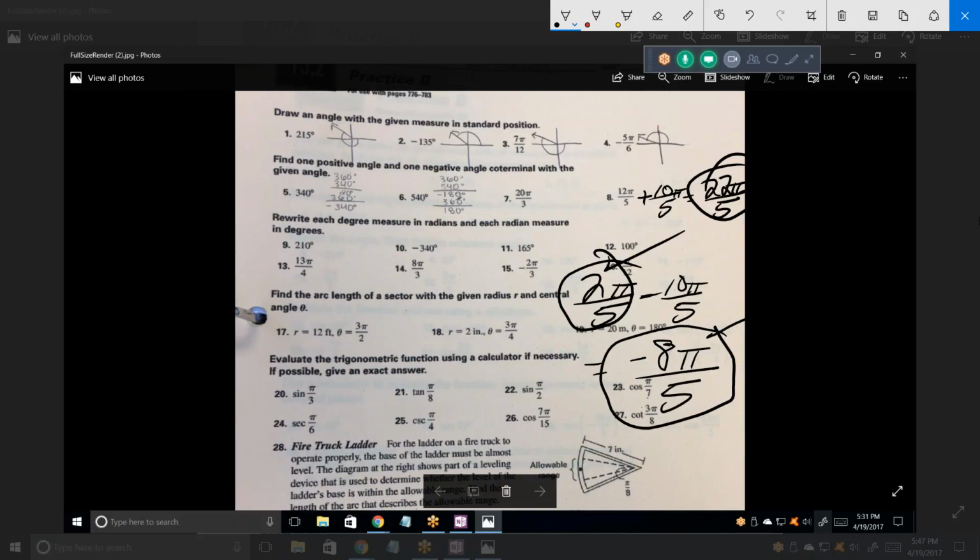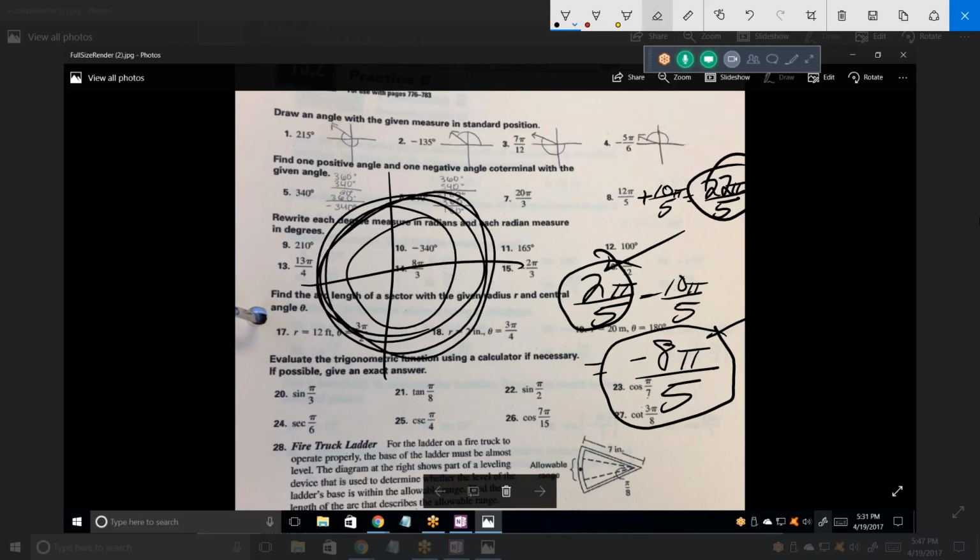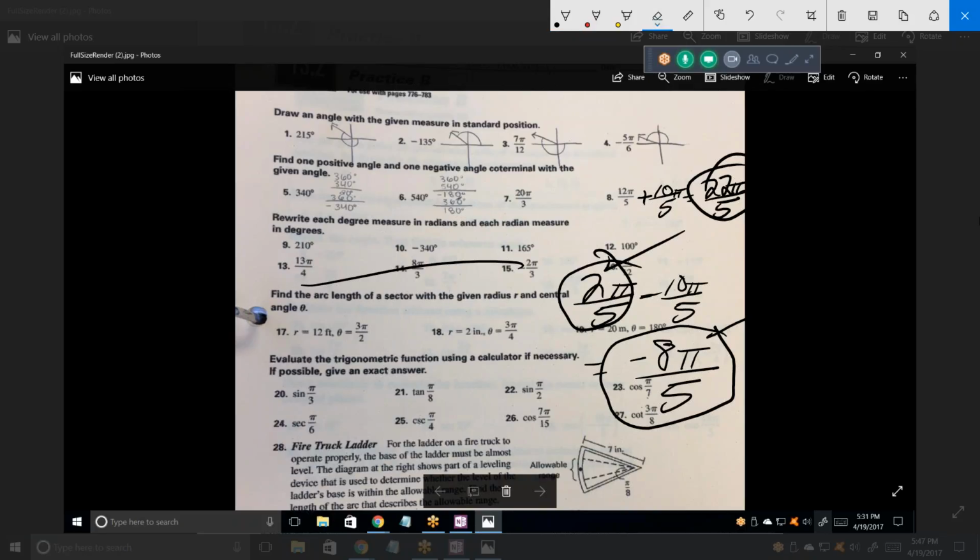If I'm adding 2 pi, then I'm just going around more and more times. Okay? If I'm subtracting 2 pi, then they went around twice to start. By subtracting 2 pi, I'm erasing that. So I get back to the original.